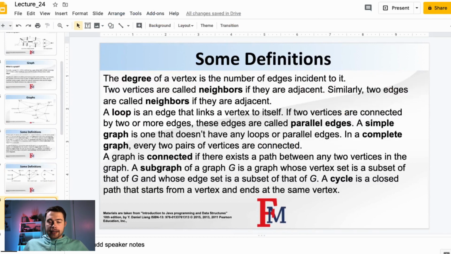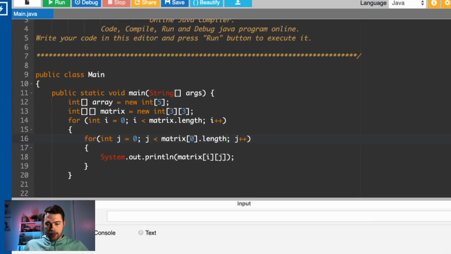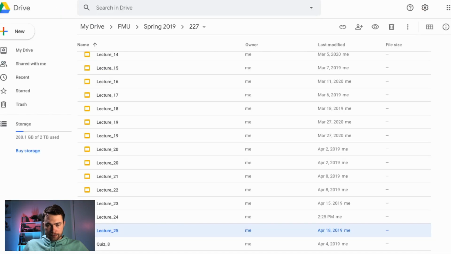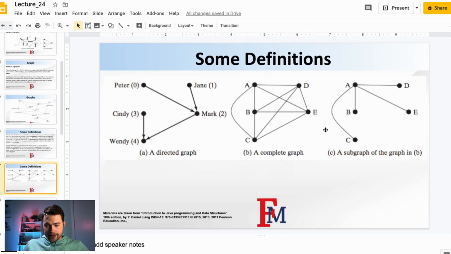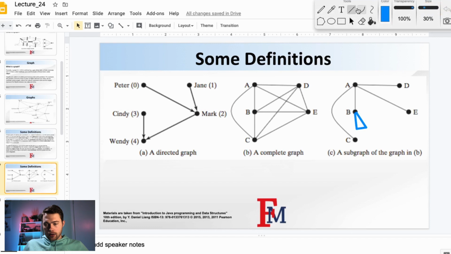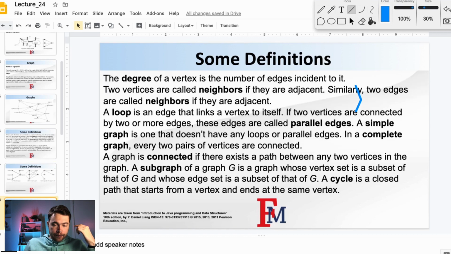Now, if two vertices are connected by two or more edges, these edges are called parallel edges. For example, let's say there is an edge between B and A, and I decide to draw another one, and it will go like this. So I have two edges between A and B, and it's totally fine to have that. Those two edges will be parallel.